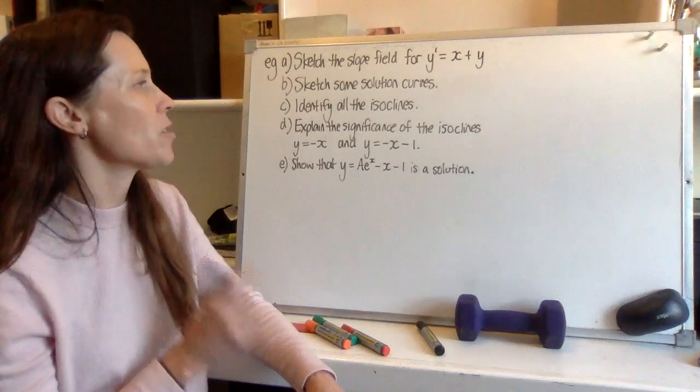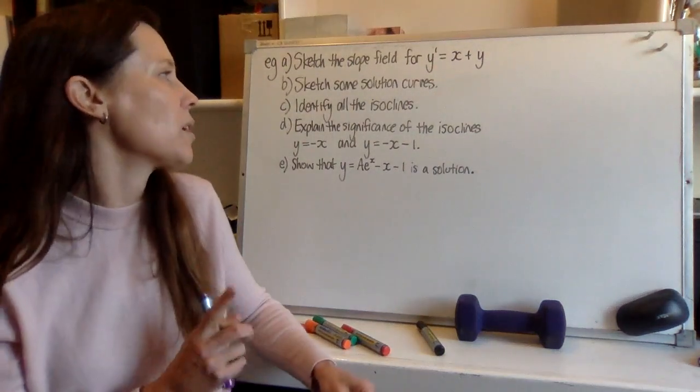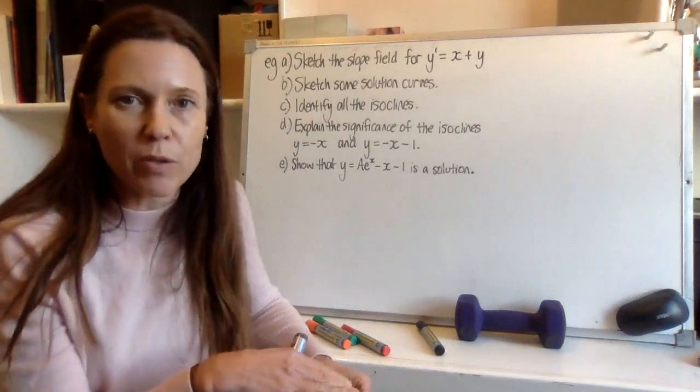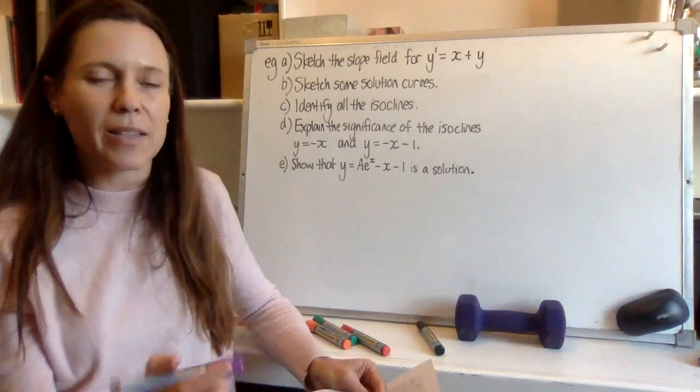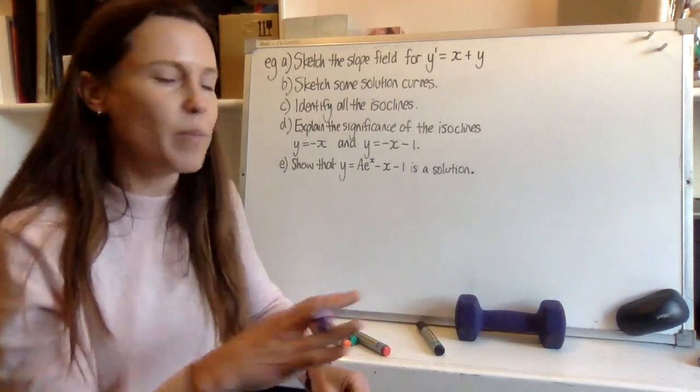We need to sketch the slope field for the differential equation y dash equals x plus y. Now, this should be familiar because it's an example that we already looked at in exercise 13a. So this is a really good one to revisit. And now a whole lot of 13a should make a little bit more sense.